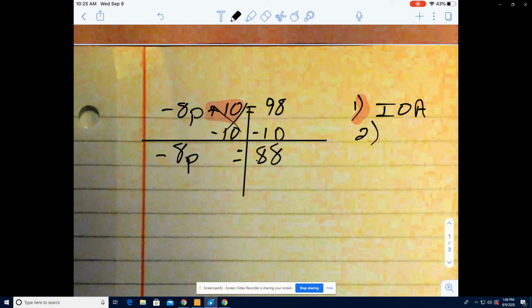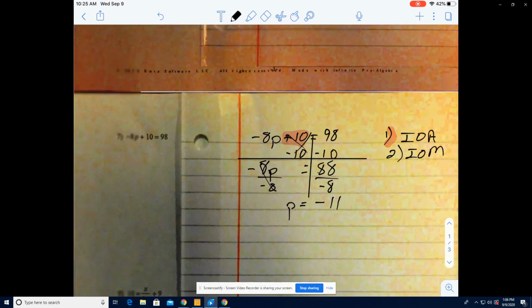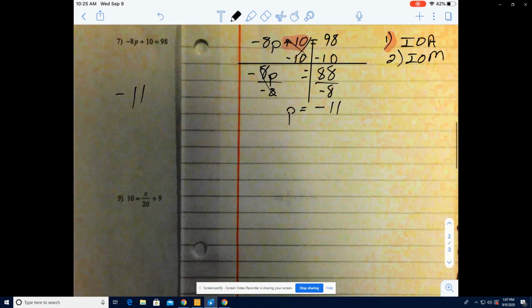The second step is to do the inverse of multiplication. It says negative 8 times p, so to undo that, I'm going to divide by negative 8. The negative 8's cancel. P is equal to 88 divided by negative 8. A positive divided by a negative is negative. 88 divided by 8 is 11. So the answer comes out to be negative 11. I would only type in negative 11 on my Canvas page.